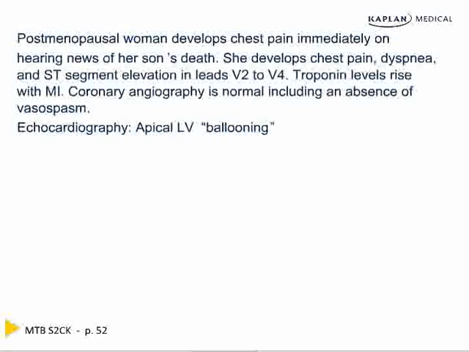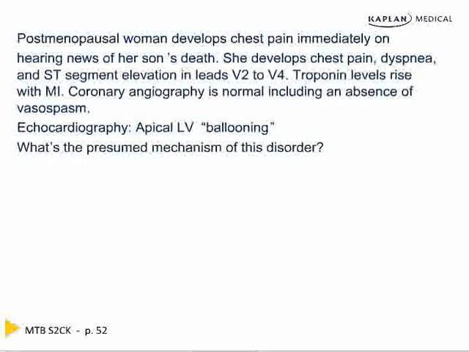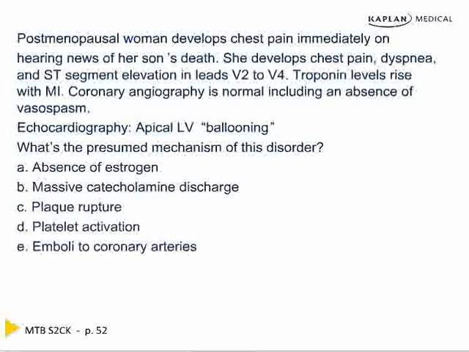We have a postmenopausal woman who develops chest pain suddenly upon hearing the news of her son's death. She develops chest pain and shortness of breath and ST segment elevation in V2 to V4, which are the anterior leads, and the troponins rise. So this is unquestionably a real myocardial infarction. However, the coronaries are normal, and there's no spasm. There is a test you can do called ergonovine stimulation, which looks for spasm. At the same time, the echo shows apical left ventricular ballooning, outpocketing. What is the mechanism of this disorder?